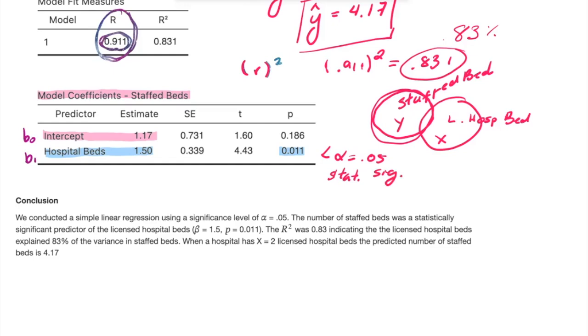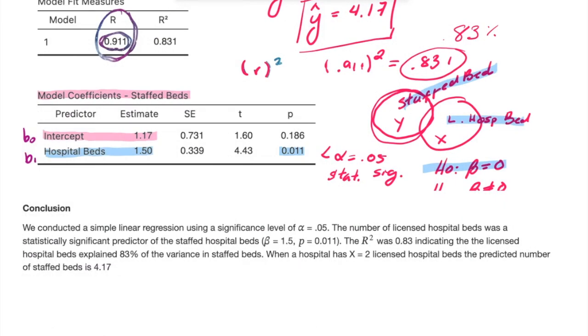Recall the null and alternative hypothesis for regression. So we reject this one, reject the null hypothesis. So there is a statistically significant linear relationship between the number of staff beds and the number of licensed hospital beds.